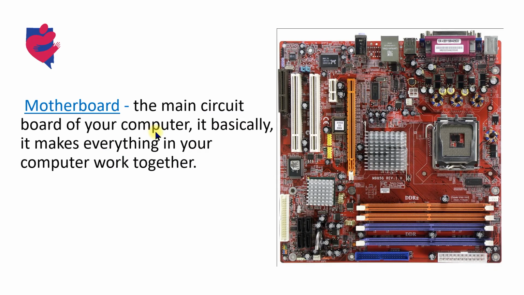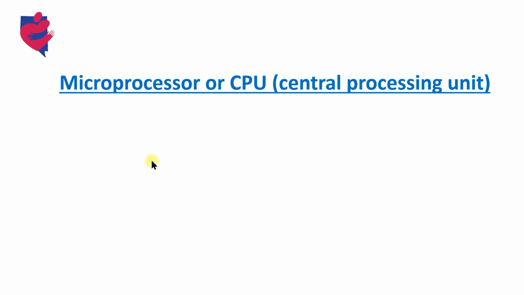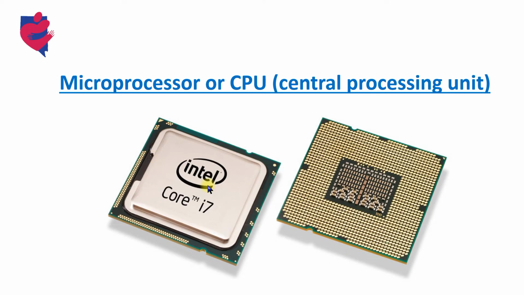The motherboard is the main circuit of the entire computer system. It basically makes everything in your computer work together. To say that again, it basically helps make everything in your computer work together. Microprocessor, or CPU. Usually this is what people call the computer. But this actually controls a lot of different things. The brains of the computer, which processes all the instructions, so your computer can perform all of its duties.